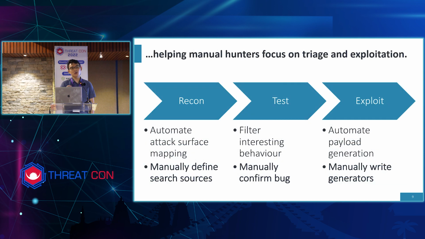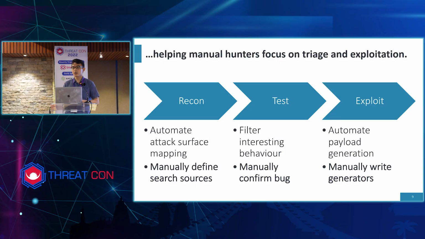And this helps manual hunters focus on triage and exploitation, right? Because instead of spending all your time doing repeated things, just move that into the automation pipeline. So for recon, you can automate the attack surface mapping for yourself, but then you manually define the search sources, right? Because, for example, when you're deep within an app, you can find stuff such as special AWS roles that they're using to run that app. And for testing, rather than testing every single endpoint yourself, you pass that on to an API fuzzer that will help you triage interesting behavior, and then you follow up yourself. And of course, for exploit, there's automated payload generation, but you should be writing those scripts yourself.